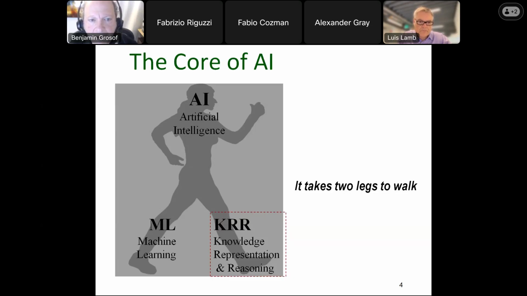One way to think about AI is that, in terms of the relationship of knowledge representation and reasoning, i.e. KRR, and machine learning, i.e. ML, it takes 2 legs to walk.